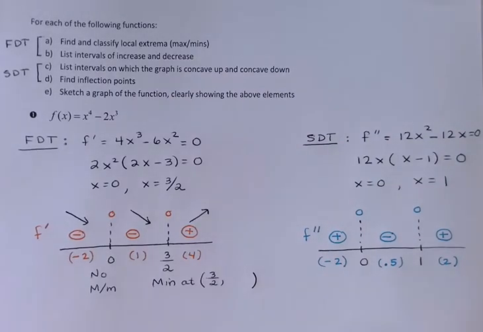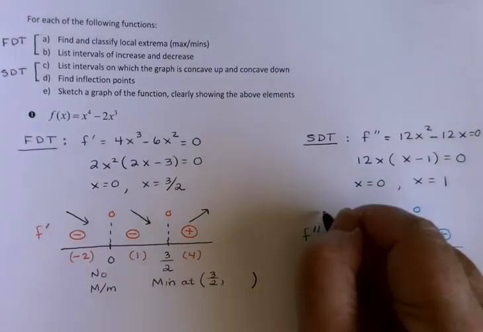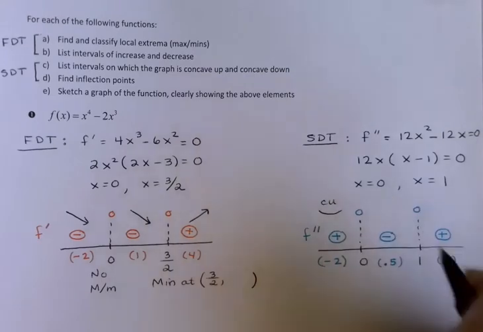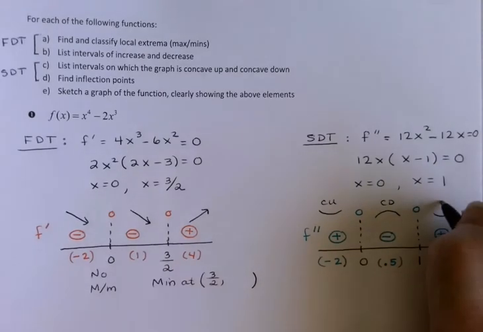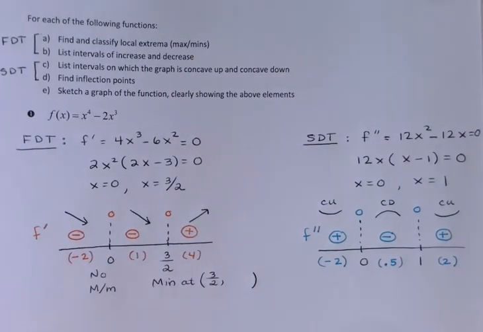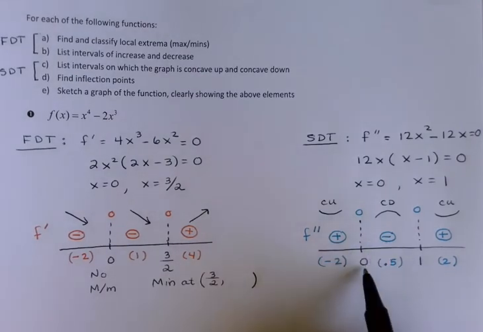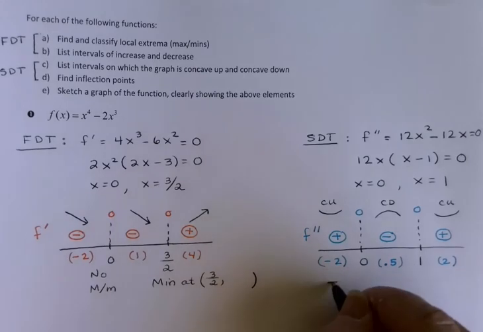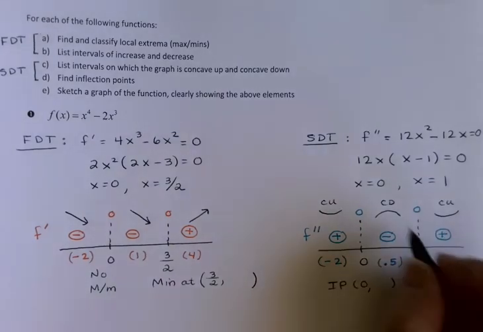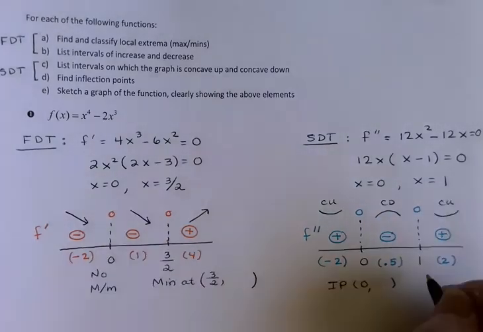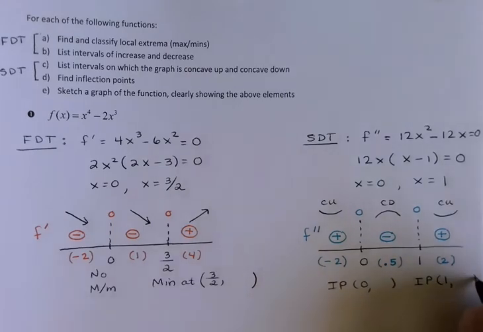So second derivative tells me about concavity. This is concave up, concave down, concave up. That means that I do have a change in concavity at 0, meaning I do have an inflection point at x equals 0. I'll fill in the y value in a minute. And another change in concavity happens at 1, so another inflection point when x is 1.